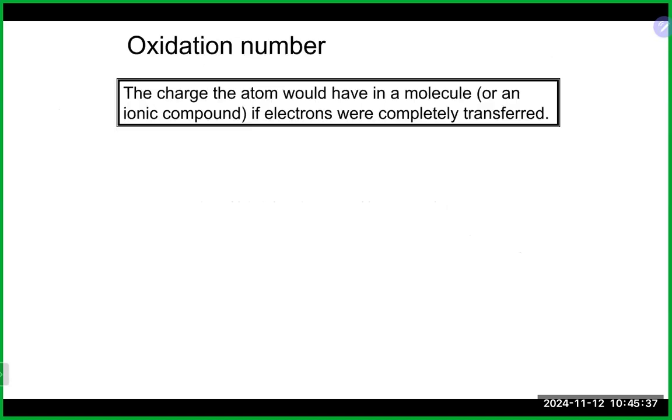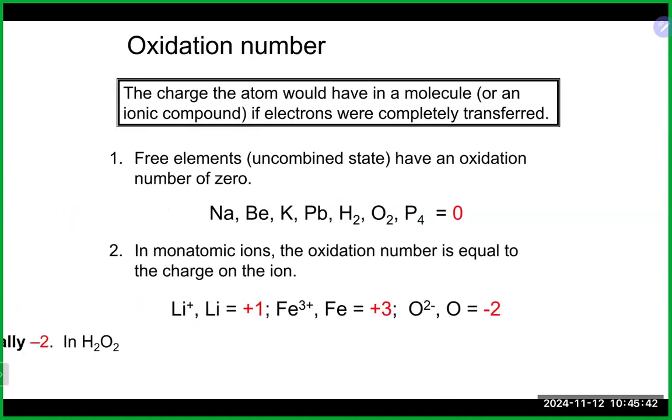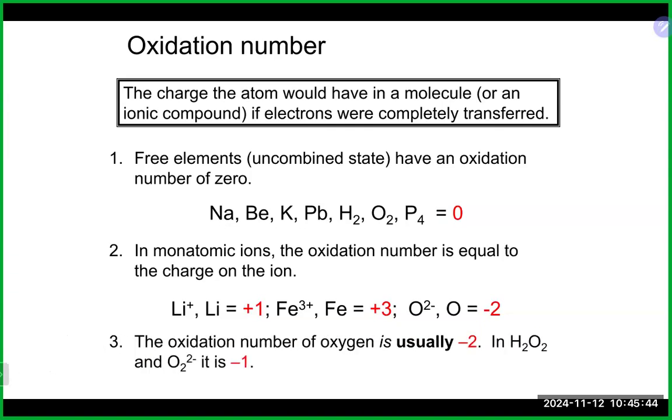Okay, so let's talk officially about how to calculate oxidation numbers, which are sometimes referred to as oxidation states. This is really important because if you can't do this, you might mess up the rest of the stuff you have to do, or figuring out what's being oxidized and what's being reduced. When we talk about oxidation number or state, it's really the charge the atom would have in a molecule or an ionic compound if everything was transferred in terms of electrons.